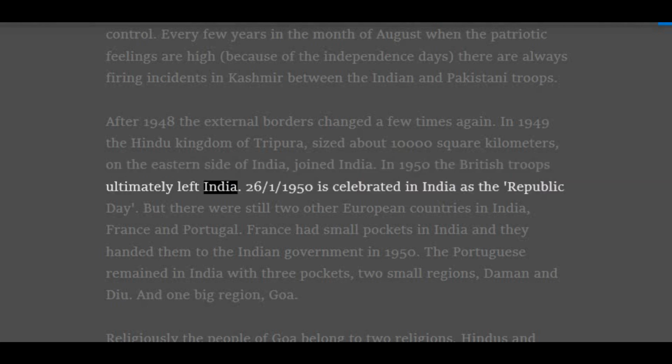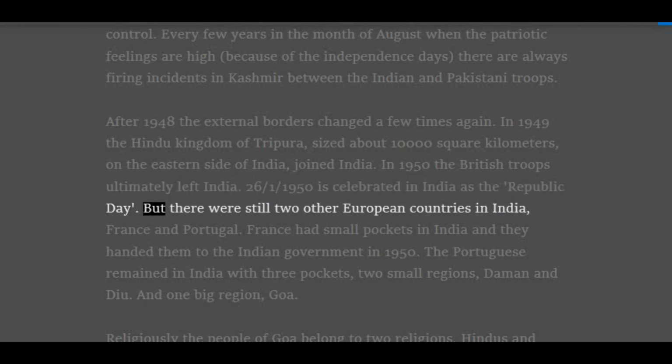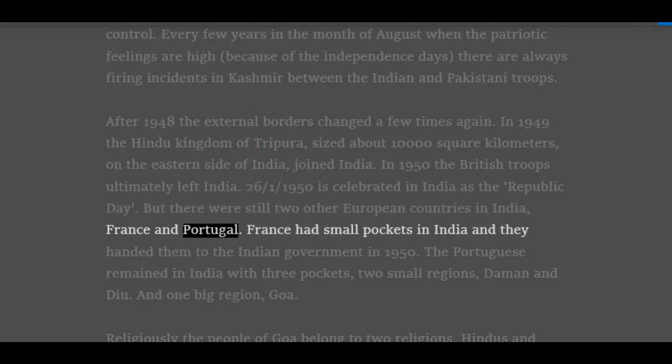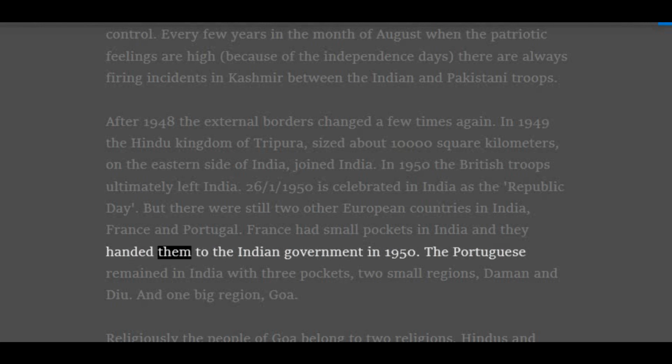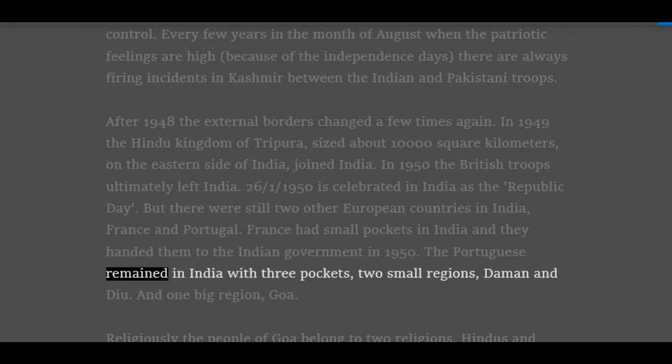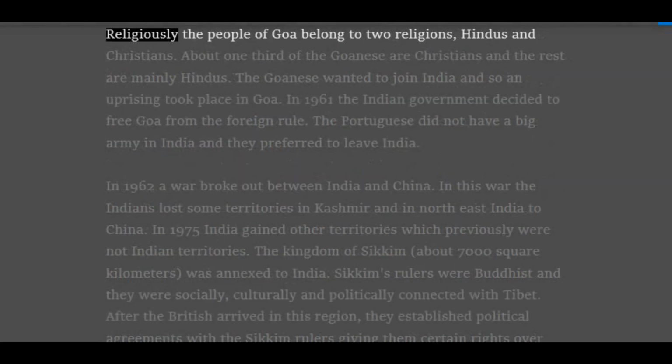In 1950 the British troops ultimately left India. 26/1/1950 is celebrated in India as Republic Day. But there were still two other European countries in India, France and Portugal. France had small pockets in India and they handed them to the Indian government in 1950. The Portuguese remained in India with 3 pockets: 2 small regions, Daman and Diu, and 1 big region, Goa.